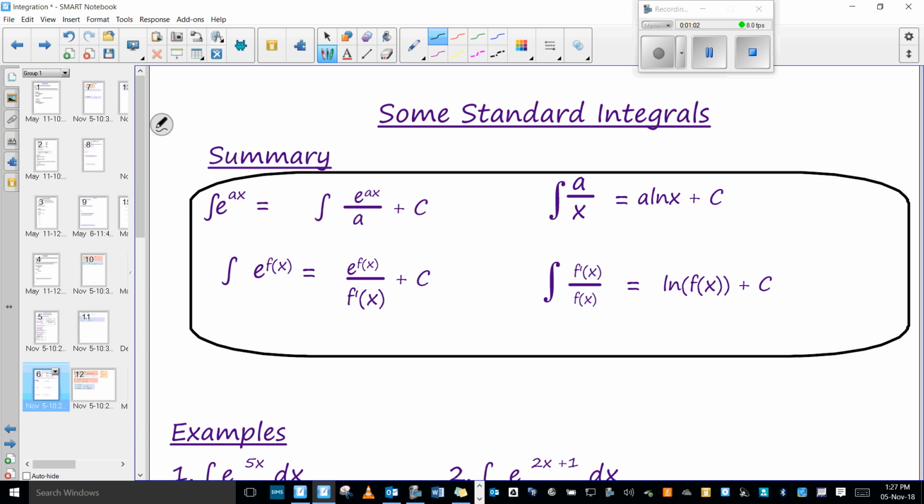Now, this is where it comes in. Remember, you're not just going to probably have e to the x. You're going to probably have something a little bit more complicated than that. So if you have e to the ax, so if you have e to the something x, then it would be e to the ax over a plus c.